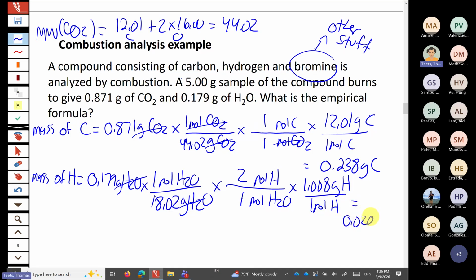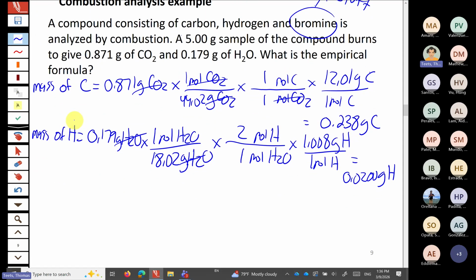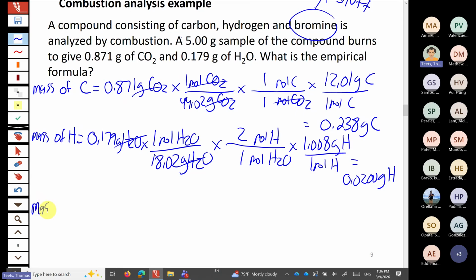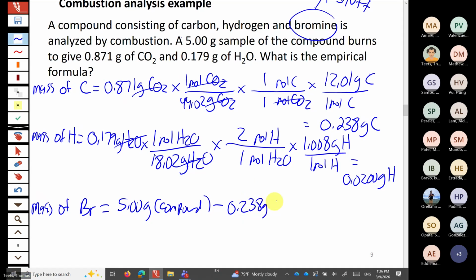0.0200. All right, so that's grams of carbon, that's grams of hydrogen. And then finally, we can get the mass of the other stuff, which is bromine in this case, by difference. We started with 5.00 grams of the compound. We found from our first calculation that there's 0.238 grams of carbon, and from our second calculation that there's 0.0200 grams of hydrogen. So by difference, we can get the leftover mass as bromine, 4.74 grams.